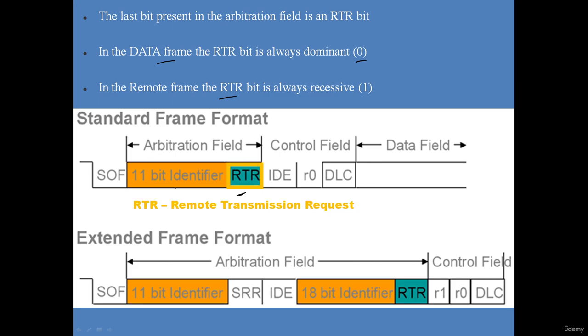This 11-bit identifier is based on CAN2A. If it is CAN2B, then this identifier would be 29-bit.